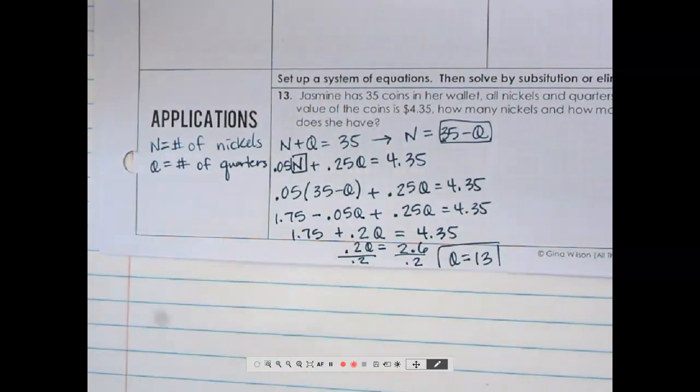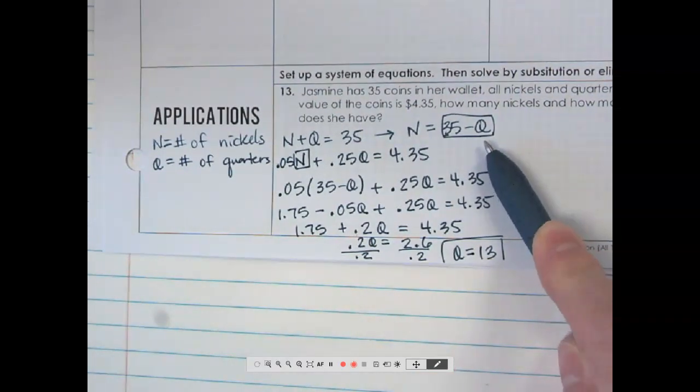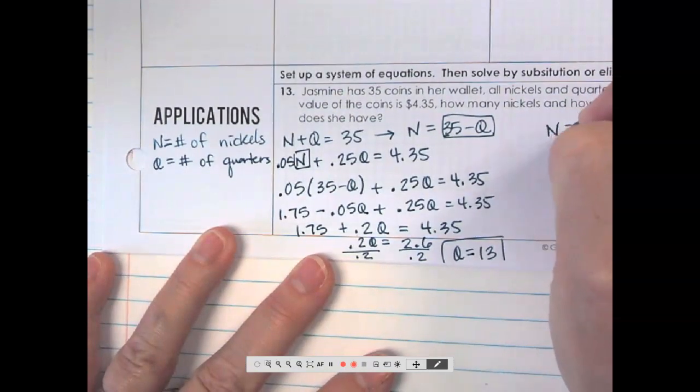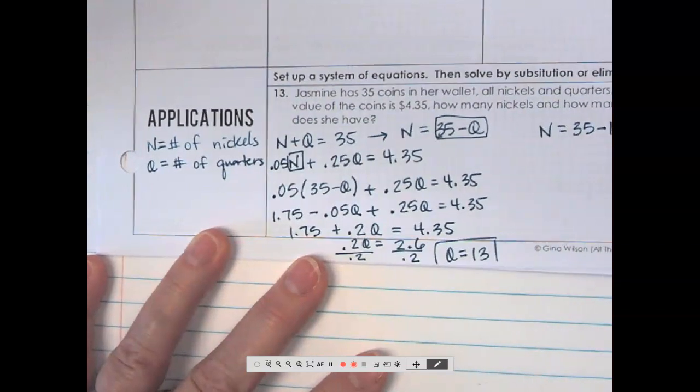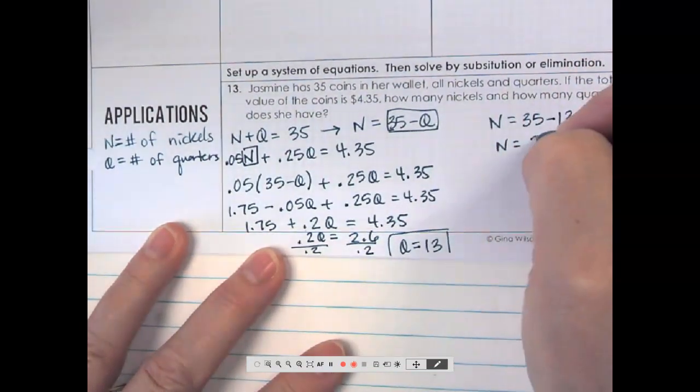Okay, so Q is 13. Where's the easiest place to find N? First equation, or right here. I've already got it set up. N equals, so I'm going to use that. 35 minus the quarters. And so N equals 22.